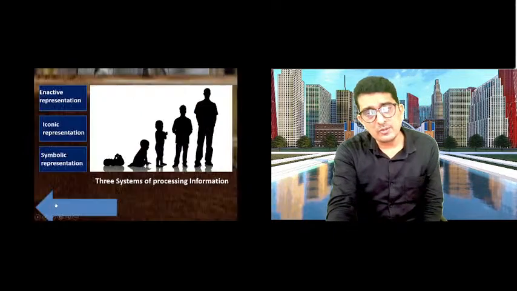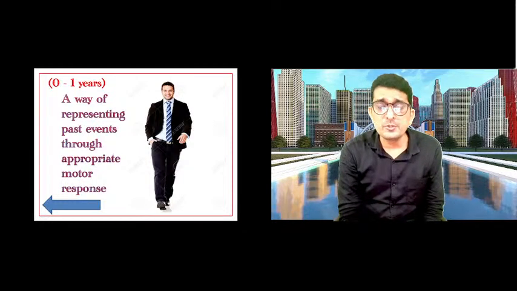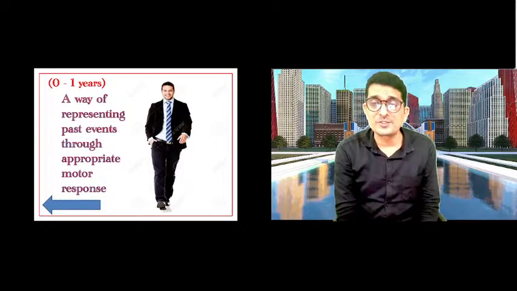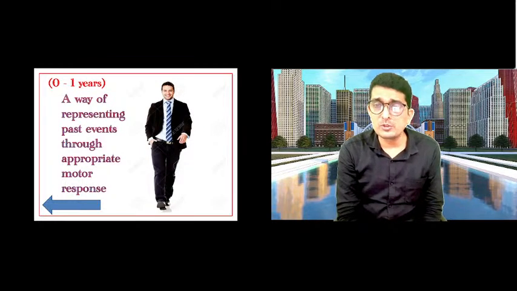This enactive representation is from birth to 1 year. It is a way of representing past events through appropriate motor response. According to Bruner, during this stage of life, children are not able to analyze different things mentally. So they remember past events through some motor response.